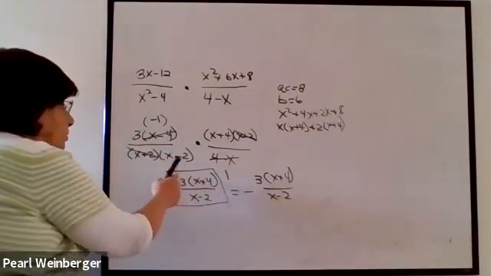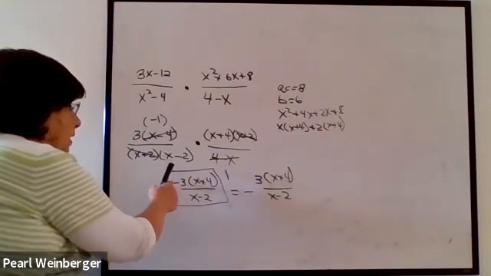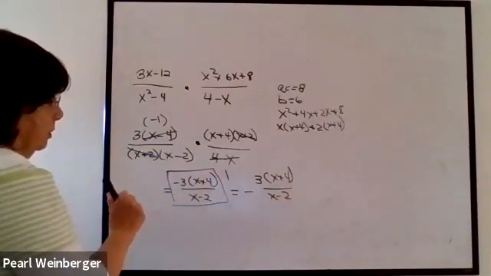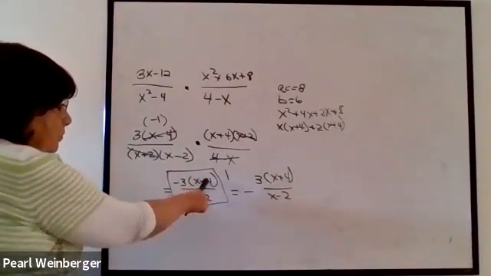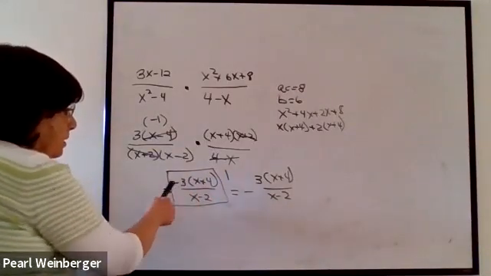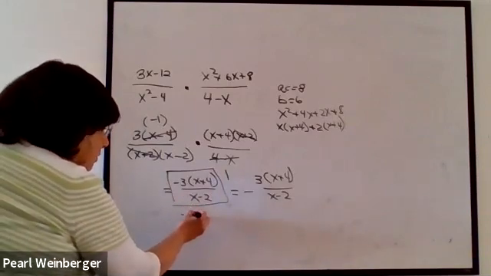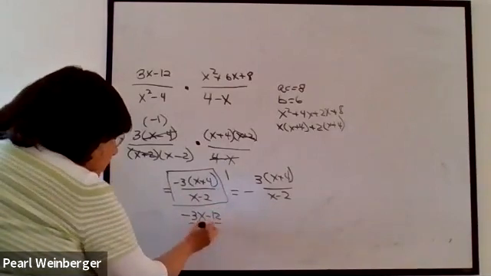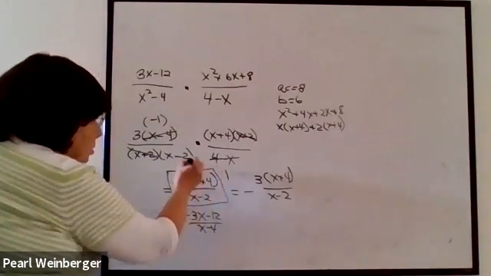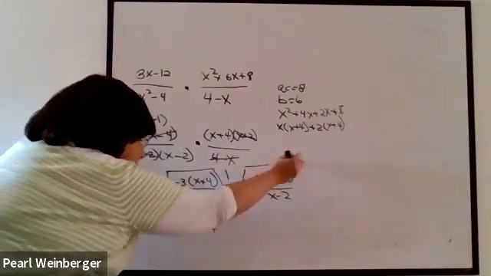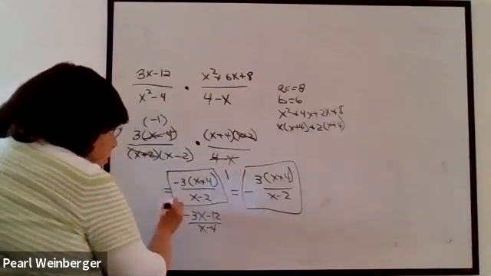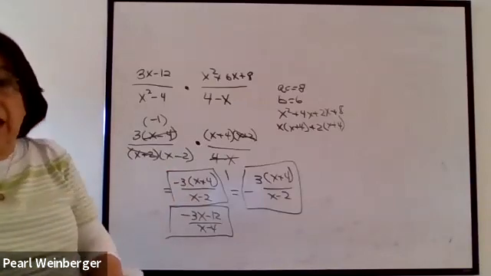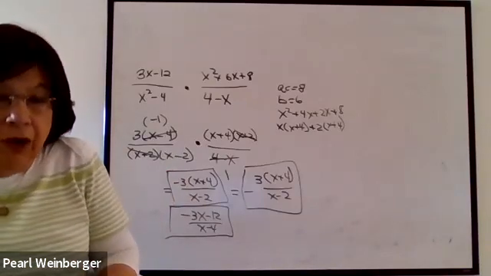In other words, this negative happens to be a factor of the whole numerator. Or alternatively, you could have just distributed the negative 3 and gotten negative 3x minus 12 over x minus 2. These are all equivalent proper answers for this problem.